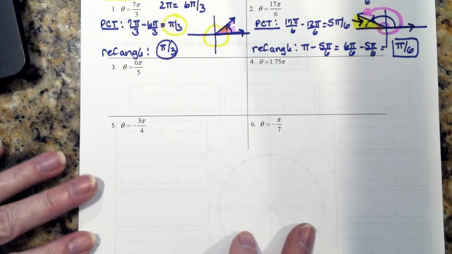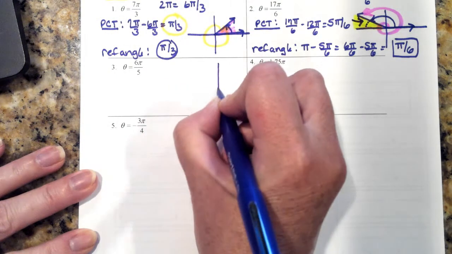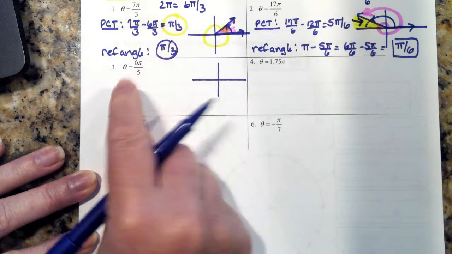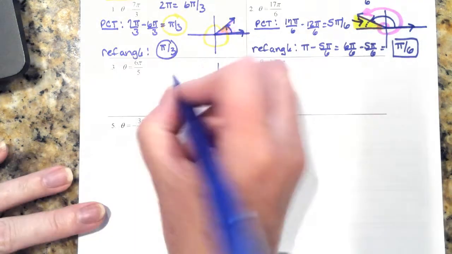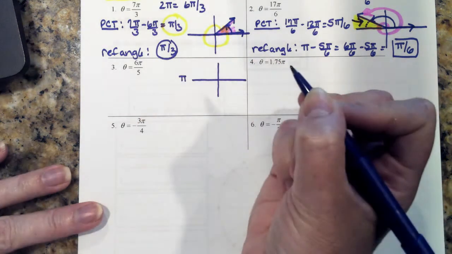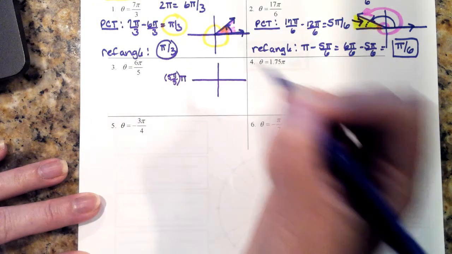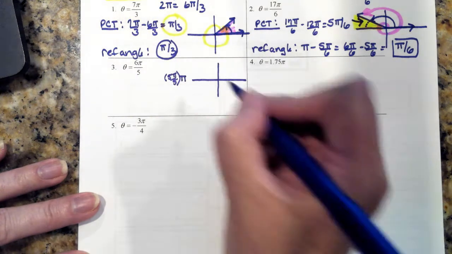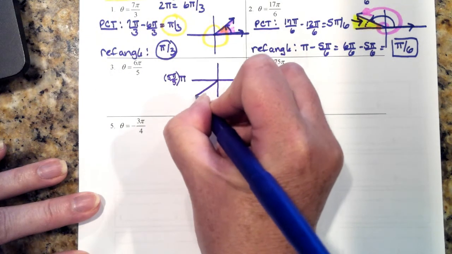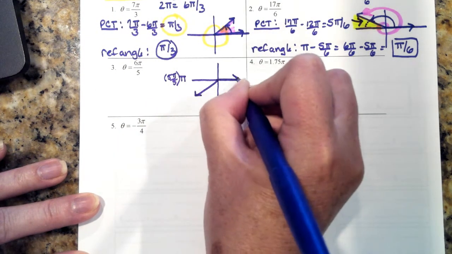Now 6 pi over 5. 6 pi over 5 is already an angle measurement that's between 0 and 2 pi. If we know that this is pi, pi I know is equivalent with a fraction with a denominator of 5, the same as 5 pi over 5. So 6 pi over 5 is going to be down here in quadrant 3.